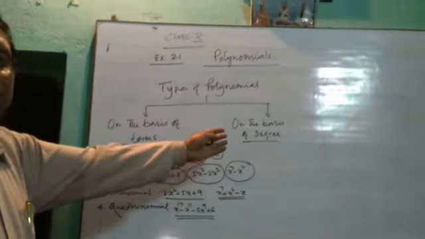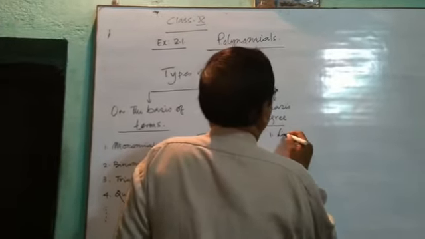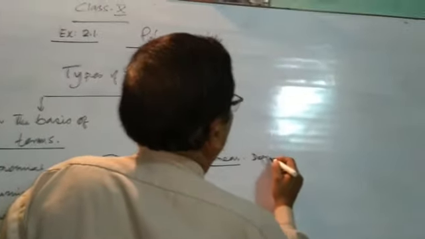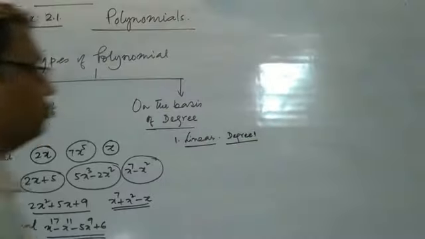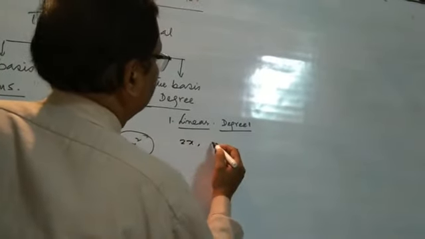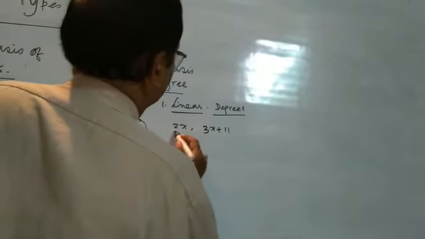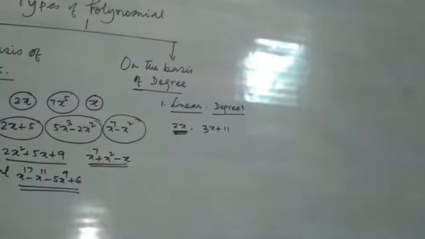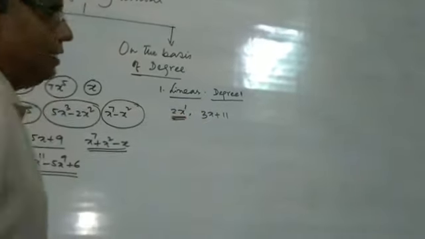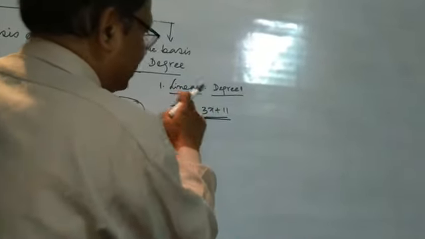Now, on the basis of degree. The first one is the linear polynomial. Linear, degree 1. A first degree polynomial is called a linear polynomial. Our example will be 2x or 3x plus 11. 2x is a linear polynomial. How? Because what is the power of the variable? The variable x's power is 1. Here it is linear.